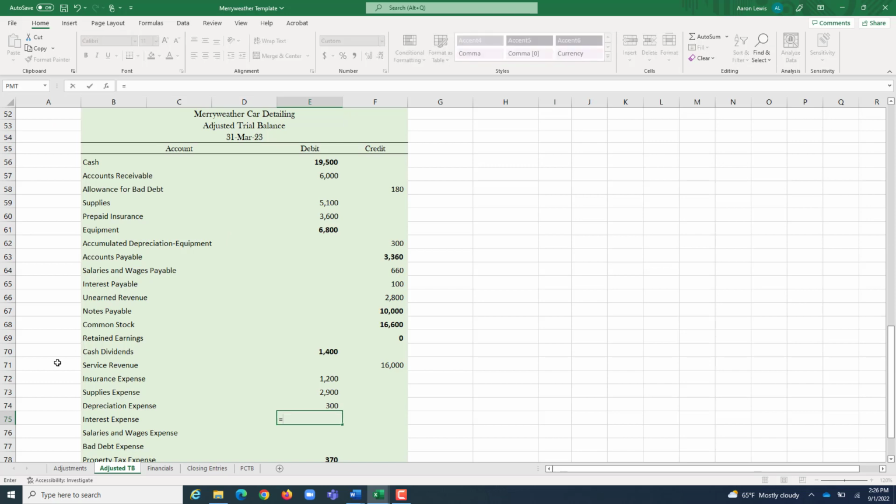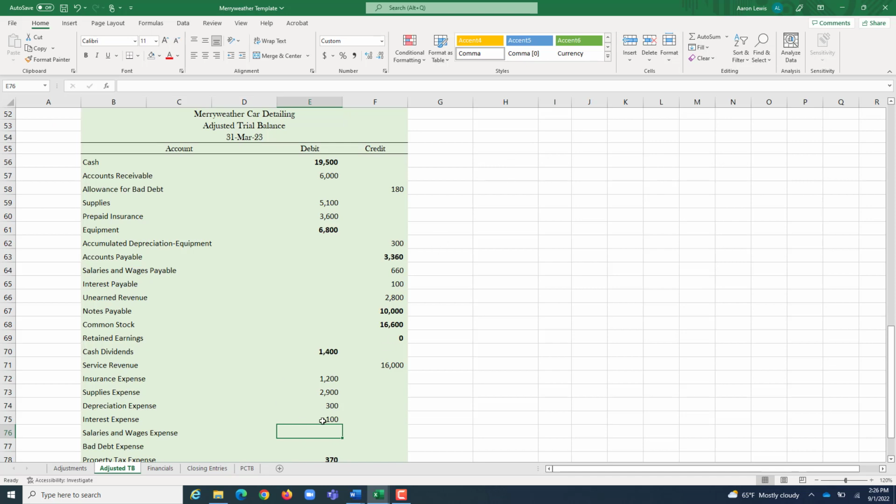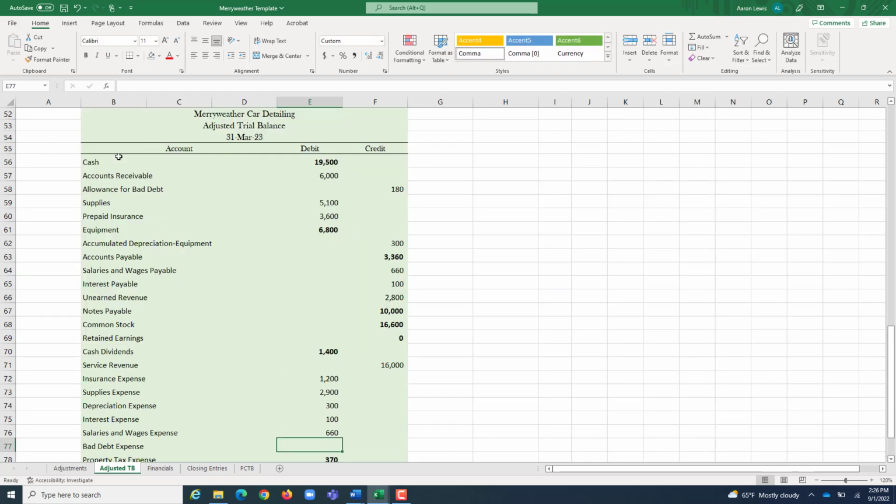Interest expense. If I scroll up, it has a balance of $100 right there. I'm going to bring that number on down. Next up, we have salaries and wages expense. Hit equals. Go up and find that amount, which was $660. Click on that. Hit enter to bring it down.